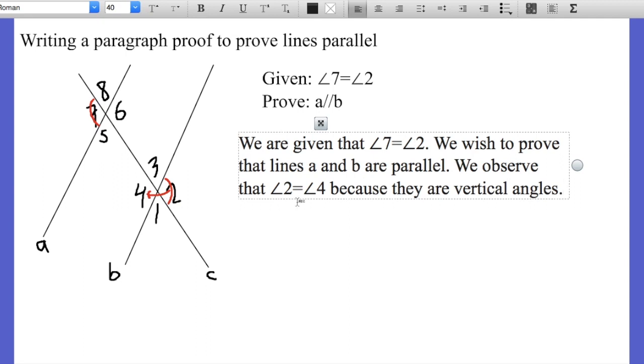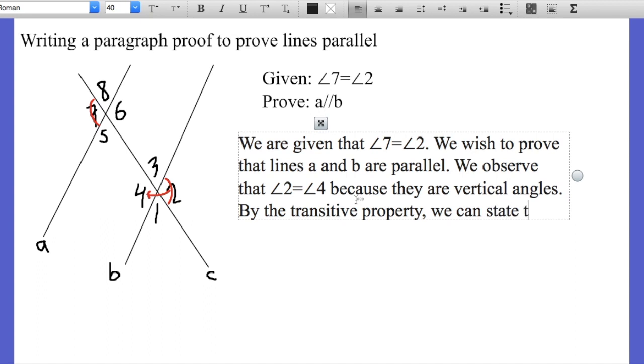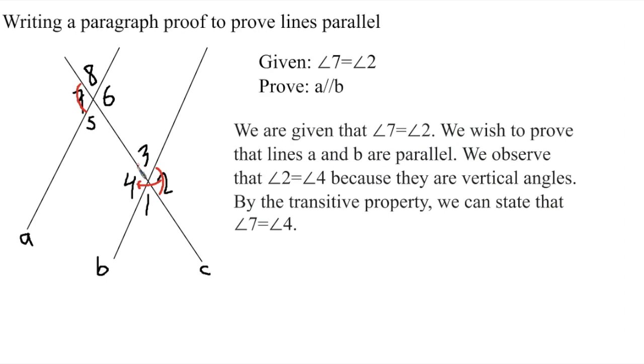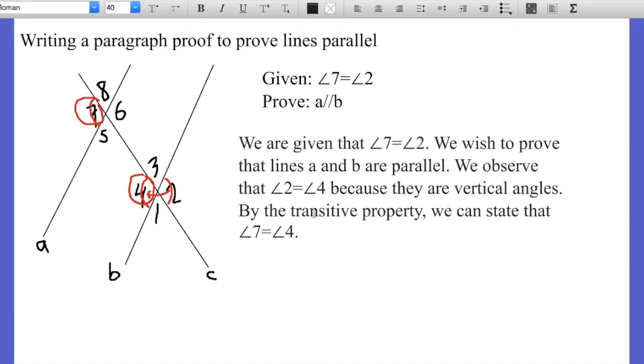So we have 7 to 2, we have 2 to 4, so hopefully by now, especially if you've seen the previous video, you know that the transitive property is going to come into play. So by the transitive property, we can state that if 7 goes to 2 and 2 goes to 4, then angle 7 is congruent to angle 4. So now we haven't jumped to the conclusion, we've arrived at the fact that 7 and 4 are the same, which means they're the same size and in matching positions. They're congruent and corresponding, and that's our goal.